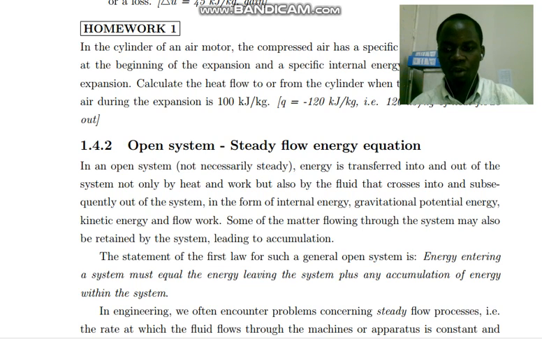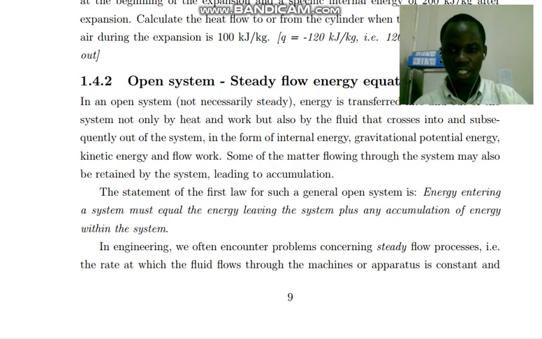Some of the matter flowing through the system may also be retained by the system, leading to accumulation. The statement of the first law for such a general open system is: energy entering a system must be equal to the energy leaving the system plus any accumulation of energy within the system. This must be clearly understood, students. Energy entering a system must equal the energy leaving the system plus any accumulation of energy within the system.